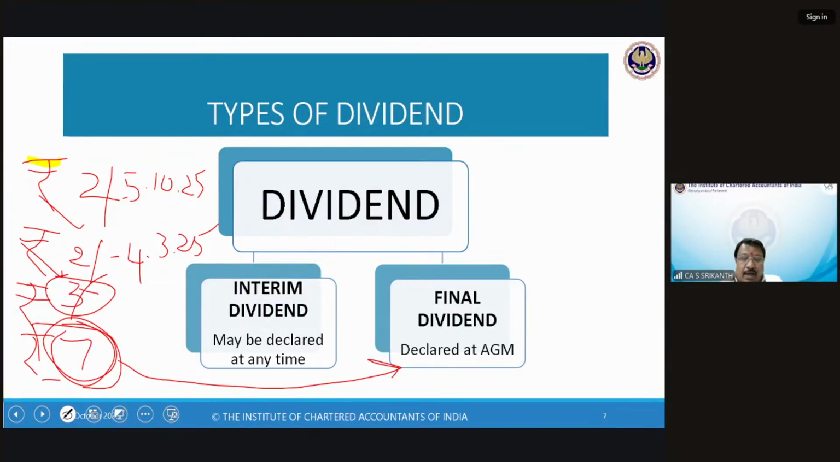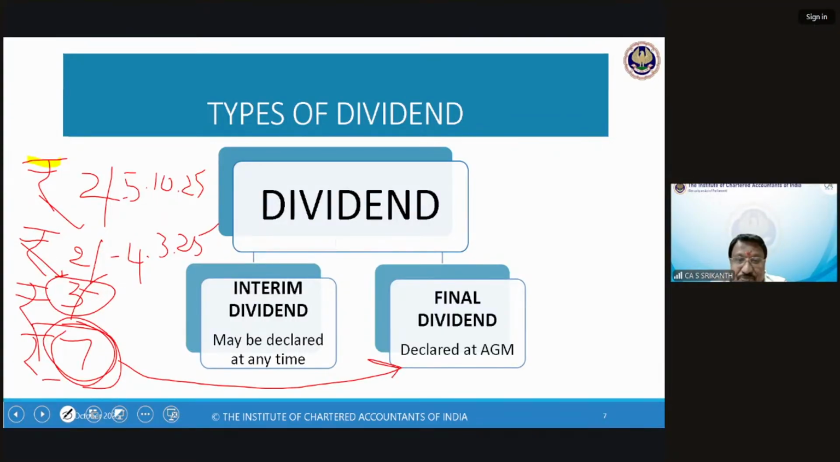Now, another peculiar thing. The members are the owners of the company, but they don't have any right to fix the dividend percentage. They cannot fix it. It is only the board of directors who decides what the dividend should be, because they are handling management. They know what's what. They are experts in this. But once a dividend is recommended by the board of directors, the shareholders have to approve it at the AGM.